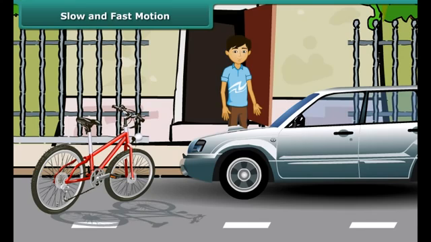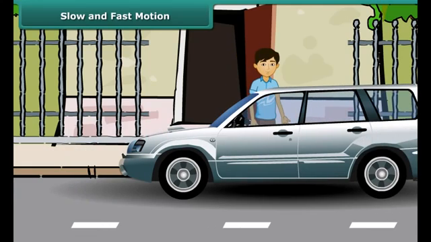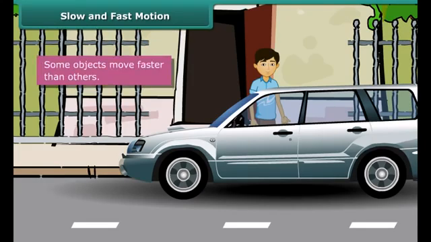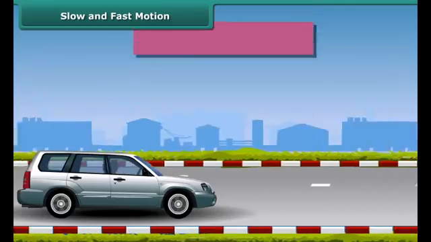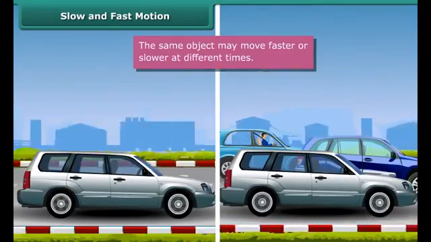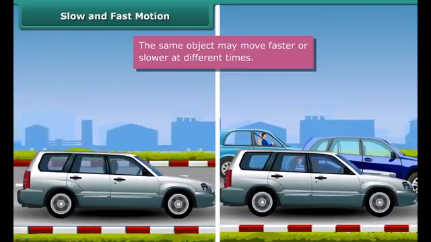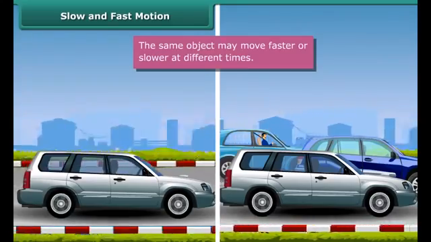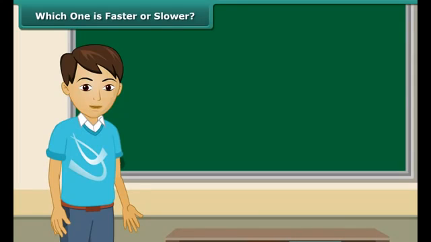Suppose you have an appointment with your doctor at 5 in the evening. It is already 4:30 p.m. and the doctor's clinic is 5 kilometers away from your house. You have the choice of either cycling down or taking a taxi to the clinic. What will you do? Correct. You will take a taxi because a taxi is faster than a cycle. So we can say that some objects move faster than others. Now the same taxi moves fast on an empty road and slow on a busy road. Thus, the same object can move fast at one time and slow at another time.